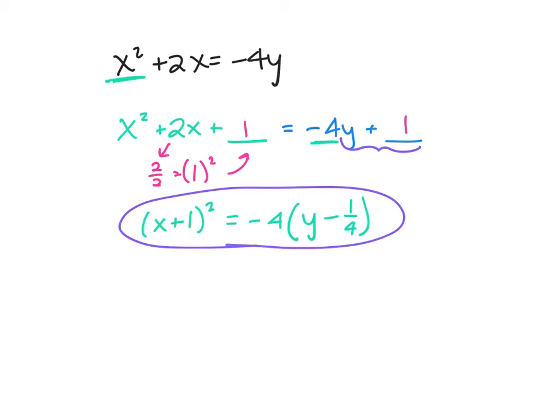If we were to go to graph it, we know our vertex would be -1, positive 1/4. We know our a value would be 1 because 4a equals 4. And from there you can graph your parabola.